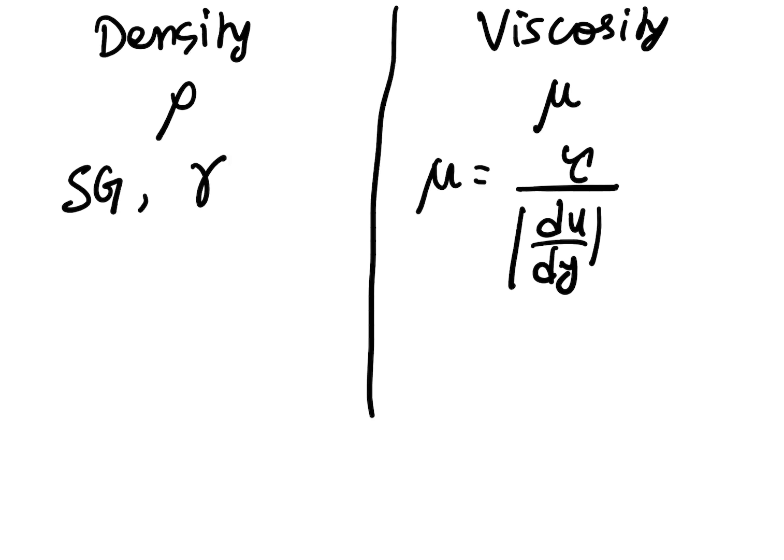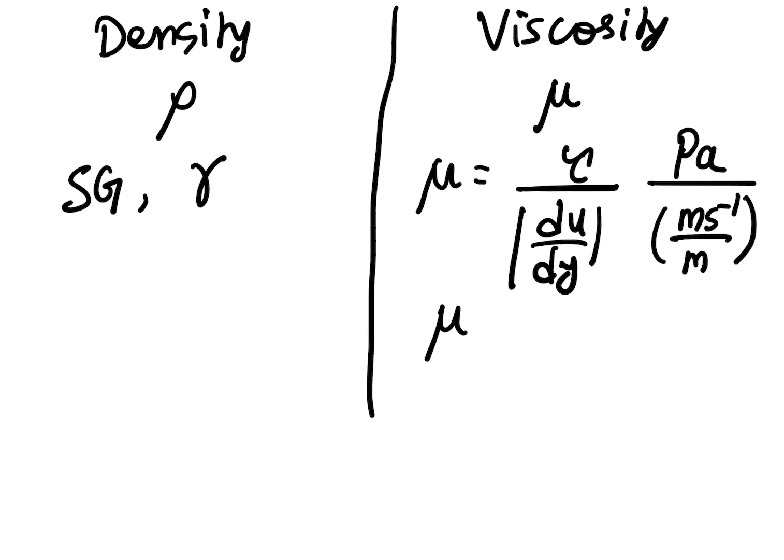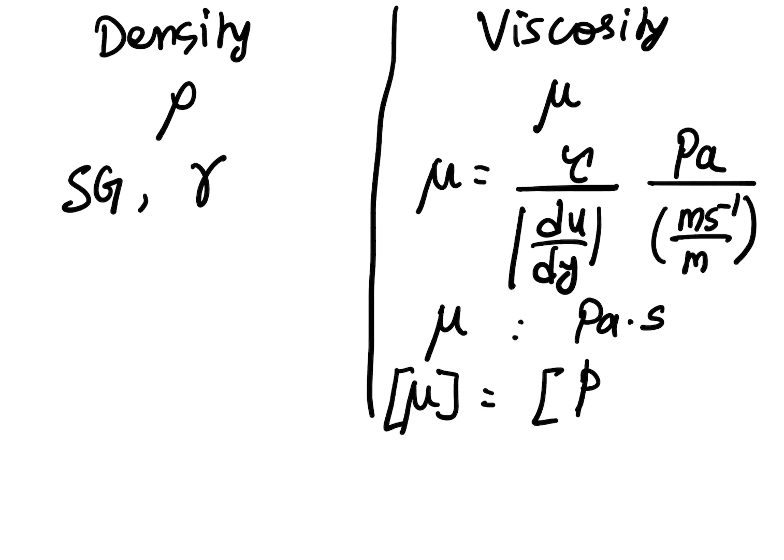Okay. Now, if we were to calculate the units of viscosity, this is usually expressed in Pascal divided by velocity, which is in meter per second, and y distance is in meters. So we have a unit for viscosity in Pascal second. Pascal second is very easy to remember, and I want you to calculate what are the dimensions of viscosity, which is the dimensions of Pascal or pressure.